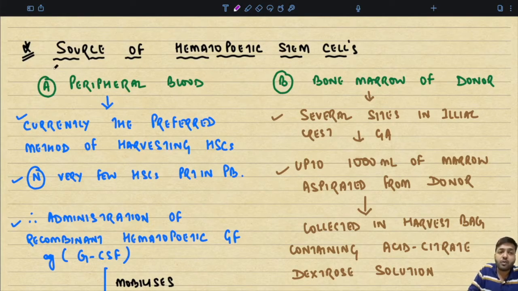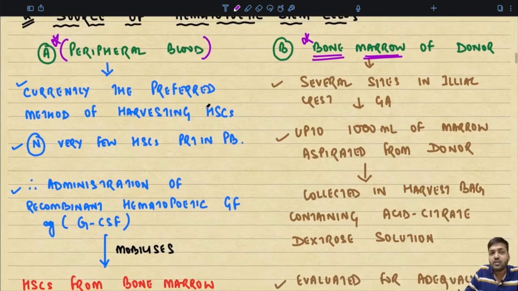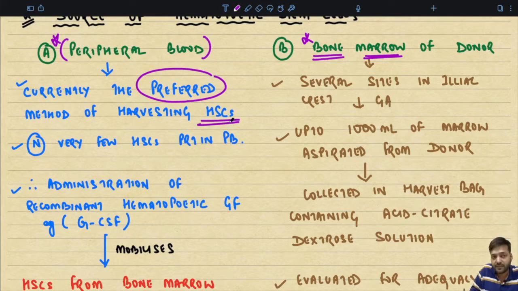The number one source is the peripheral blood of the donor. The number two source is the bone marrow of the donor. Previously, harvesting used to be done from the bone marrow of the donor. But now, with modern techniques, it is possible to obtain the hematopoietic stem cells from the peripheral blood also. So the peripheral blood is currently the preferred method of harvesting healthy hematopoietic stem cells.